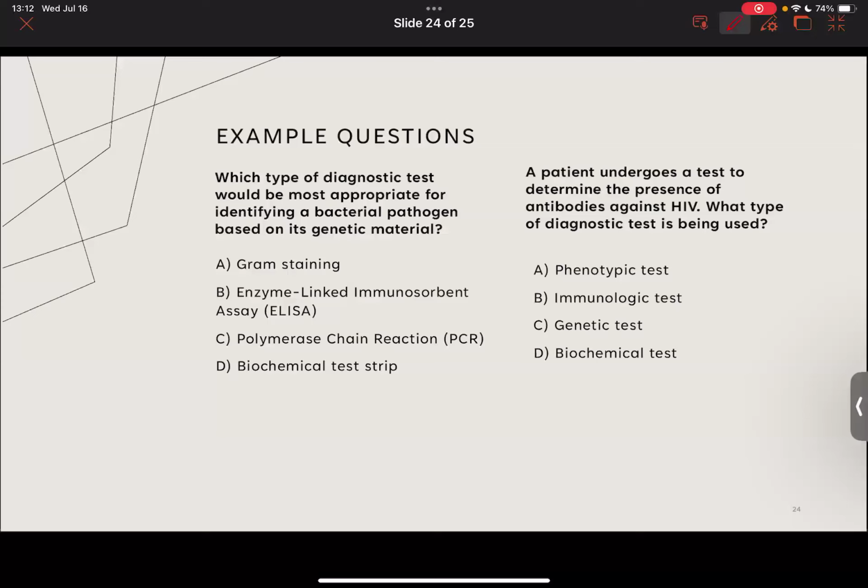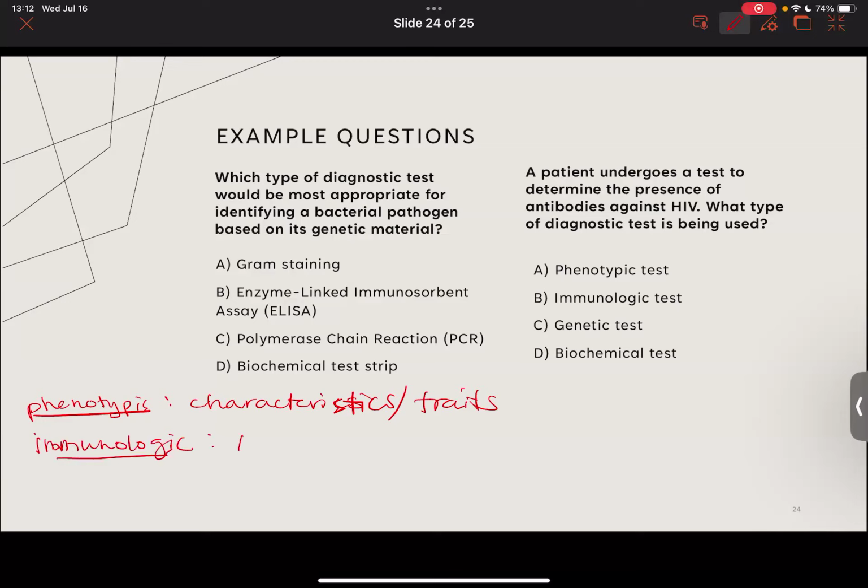All right, so our example questions, again, I'm going to write it down here. Phenotypic. It's going to be our characteristics or traits. Immunologic. This is going to be antibody or antigen. And then genotypic or genetic. Both words are correct. This is going to be nucleic acid sequence dependent.